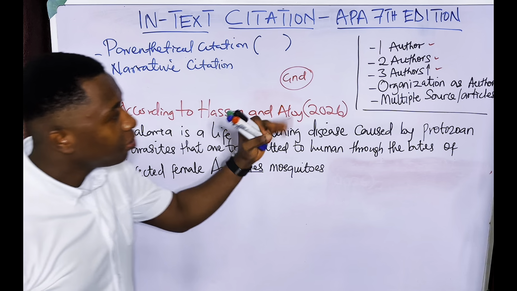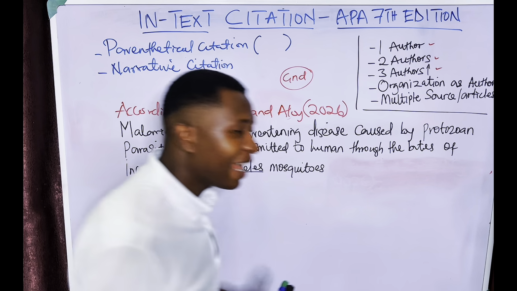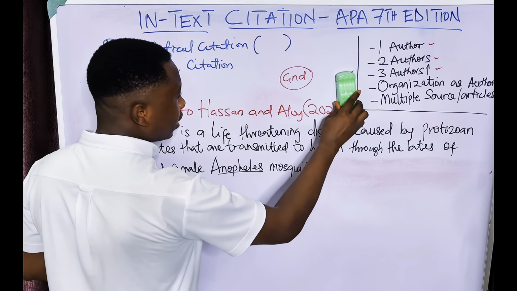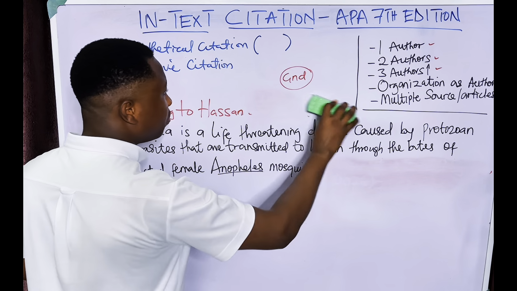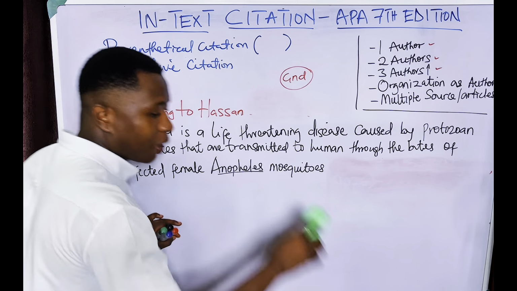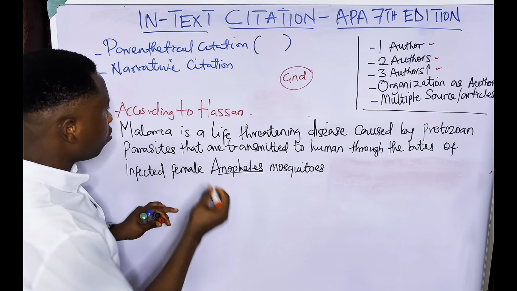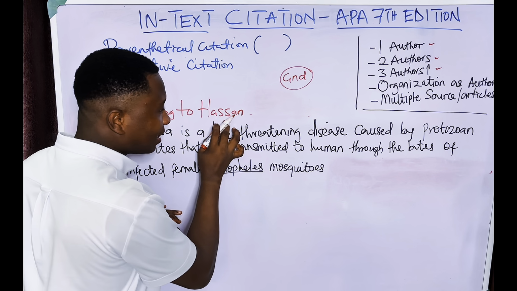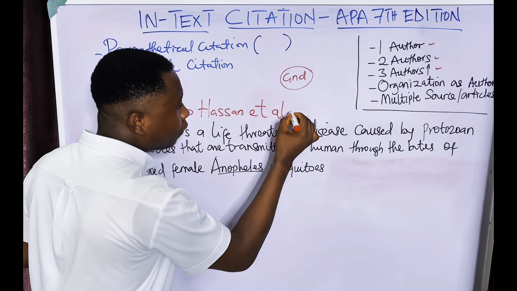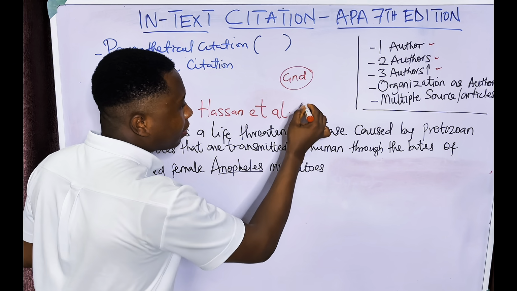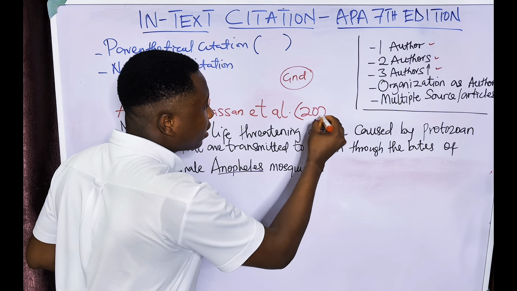So how do you now cite three or more authors? For three authors and above, you will still use et al., like we used in the parenthetical type of citation. However, there will be no comma. There will be no comma. So we would have: according to Hassan et al., full stop, then the year in parentheses, 2026.